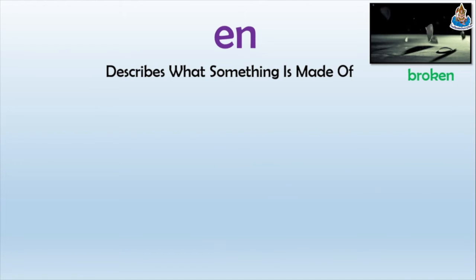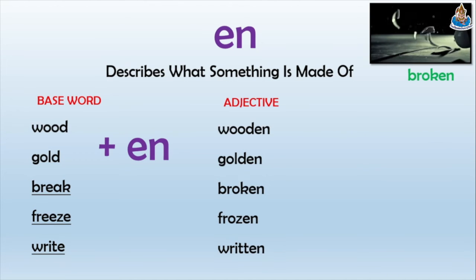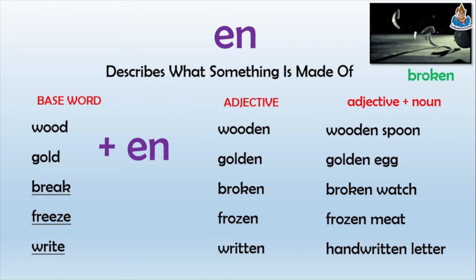Up next, we have the suffix en, which means it describes what or how something is made. Okay, so if something is made of wood, we add the suffix en, so we say wooden, just like a wooden spoon or a wooden table. So the word wood is a noun. We add the suffix en for it to become an adjective. It then becomes wooden. So you say wooden spoon.